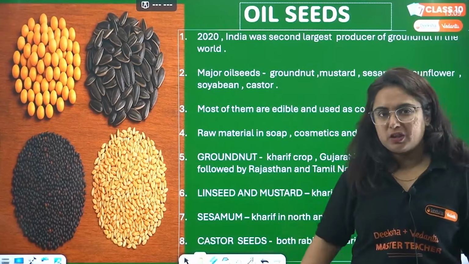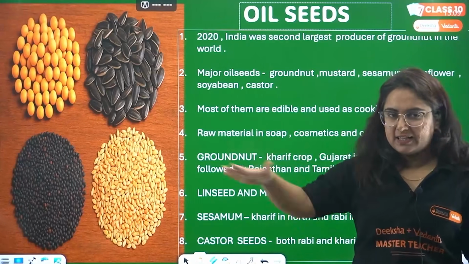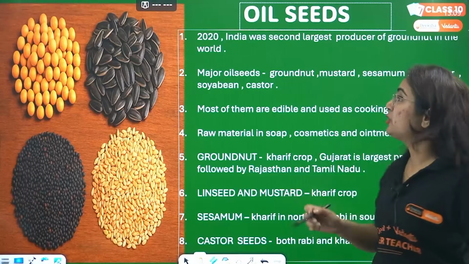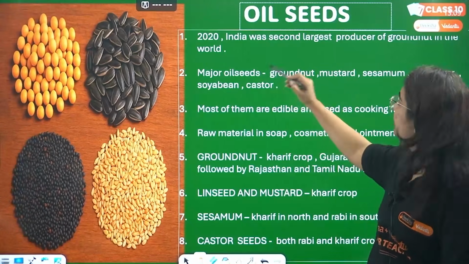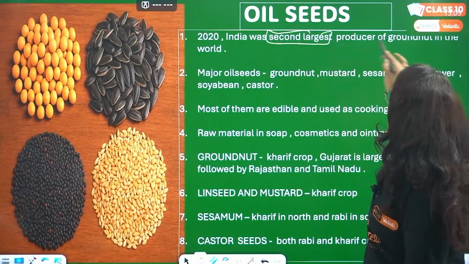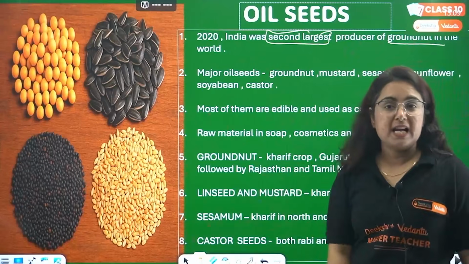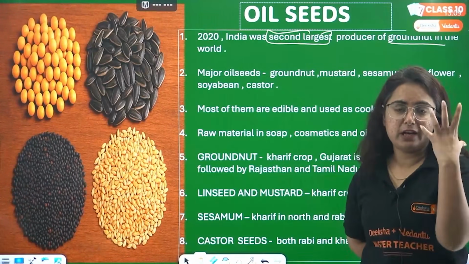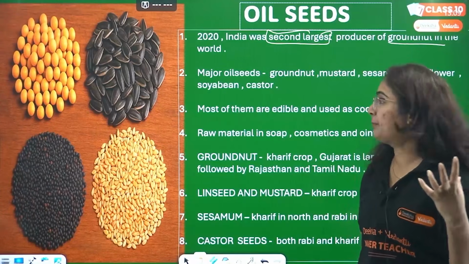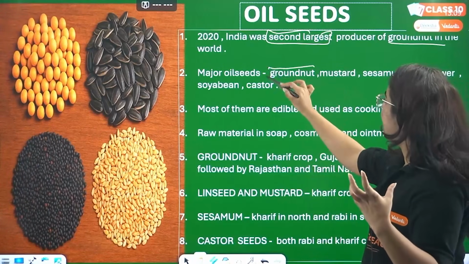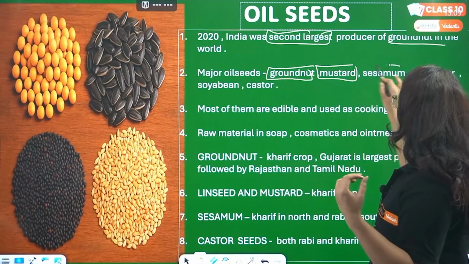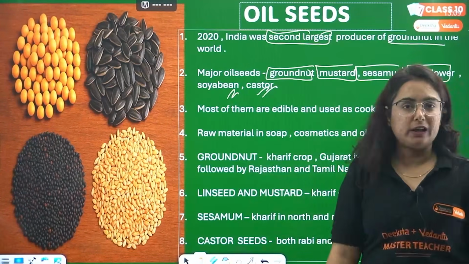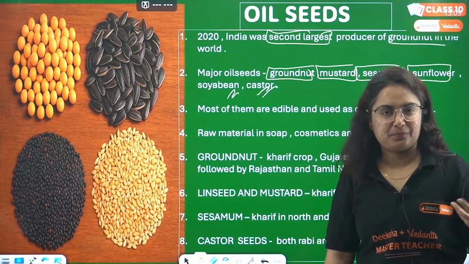So one crop other than grains we learned, that is sugarcane. Moving towards oilseeds, without which oil is not possible, the oil that lies as a layer in our vegetables. The data is related to 2020. India is the second largest producer of groundnut in the world. Major oilseeds in India are groundnut, mustard, sesame, sunflower, soya bean, castor, olive, etc.